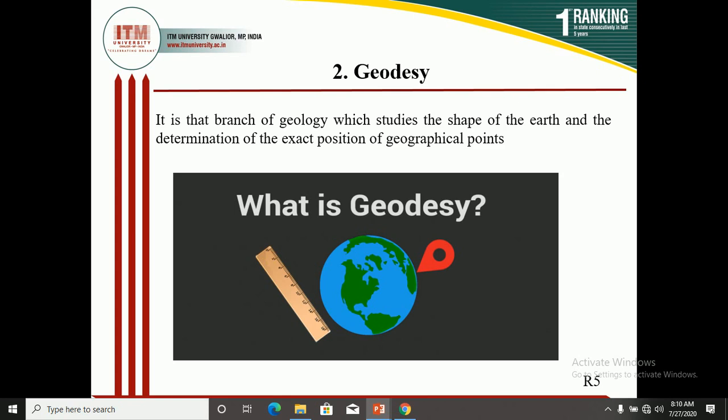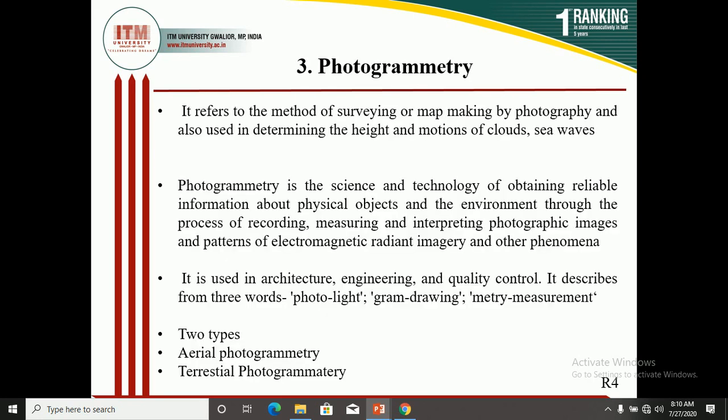It is a branch of geology in which we study the geometrical, structural and gravitational properties of the earth, their time evolution and their interaction with the physical components of the earth system. Physical components means atmosphere, hydrosphere and lithosphere at a wider range of temporal and spatial scale. That is geodesy. Next one is photogrammetry.